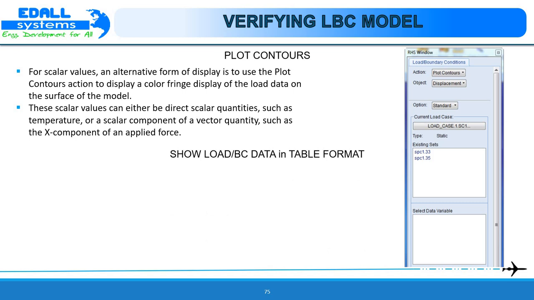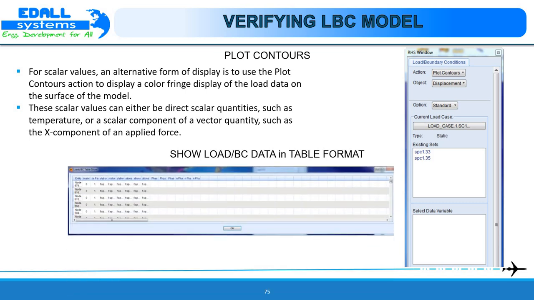Show load boundary condition data in tabular format. To verify load and boundary condition values numerically, you can use the show tabular action on the load and boundary conditions application form to create a spreadsheet-like display of data for your current load case. These display and verification capabilities all pertain to the current load case. To look at results from other load cases, make those load cases current using the load boundary conditions or load cases application form.